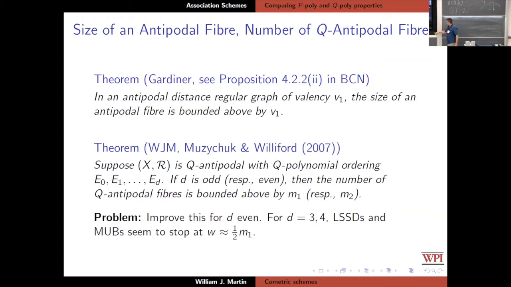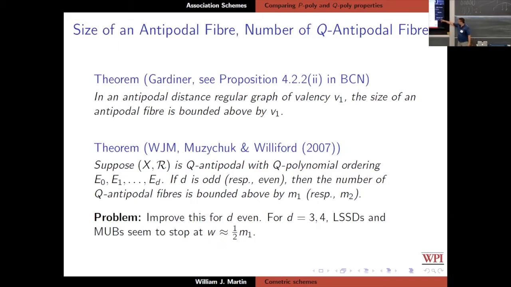We cannot resolve this, and the tricks that you use just for distance regular graphs just aren't available to us. And so this is a big gap. This really should be M1. In fact, if you look at the linked systems of symmetric designs and real mutually unbiased bases that we talked about yesterday, those you can prove that the number of Q-antipodal fibers is at most about half. This M1 should not only be an upper bound, but it should be very rare.